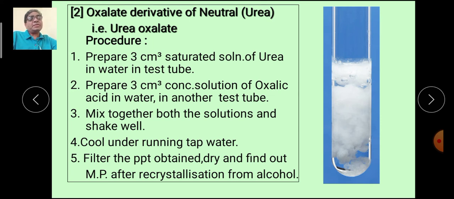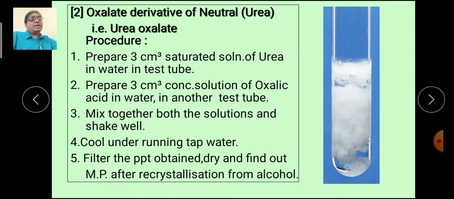As in the previous case, we are going to mix these two solutions in one test tube and cool under running tap water. After cooling, you get this type of white precipitate in the test tube. Yes, you are getting the urea oxalate. Filter the precipitate obtained, dry it and find out the melting point after recrystallization from alcohol. That is, recrystallize the compound from alcohol.